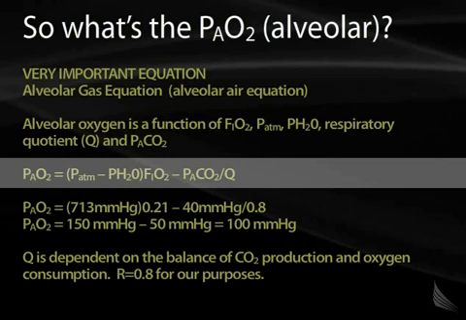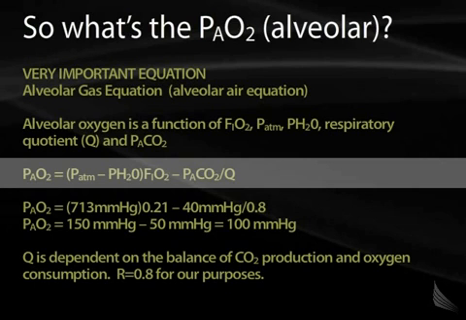Some of these numbers we can remember as constants. The FiO2, if we're breathing room air, is 21%, 0.21. In general, the respiratory quotient Q, or R, is 0.8. For the alveolar CO2, we can never really know what it is, but if we know what the arterial CO2 is, we can substitute that, because for all intents and purposes, the alveolar CO2 is going to equal the arterial CO2.